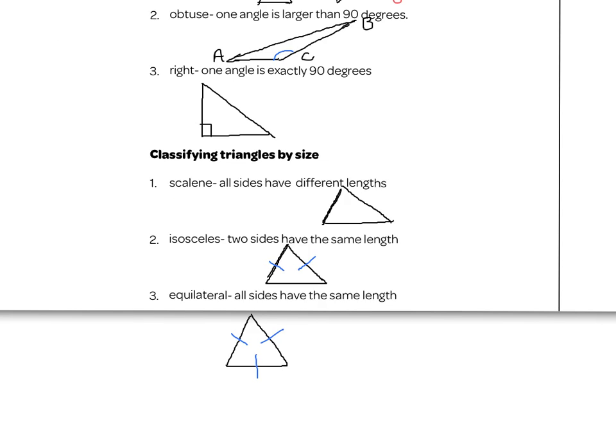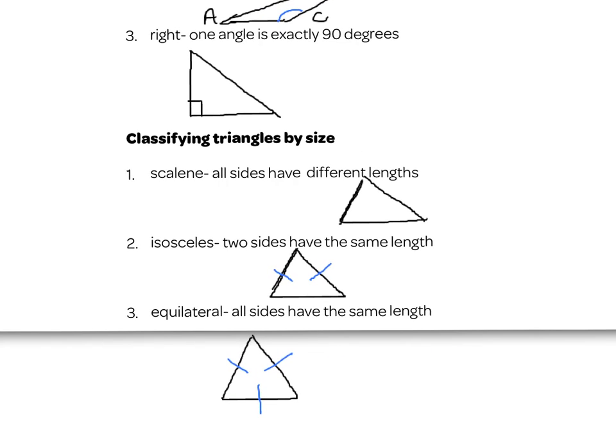So now we're going to classify triangles by size. The first classification that we want to focus on is going to be scalene. A scalene triangle is a triangle where all sides have different lengths. Here's an example of a triangle where all the side lengths are different. And we know that because none of the sides are marked with congruency symbols like you see here and here.